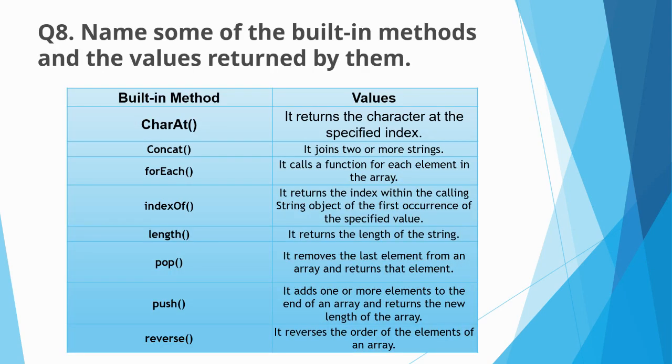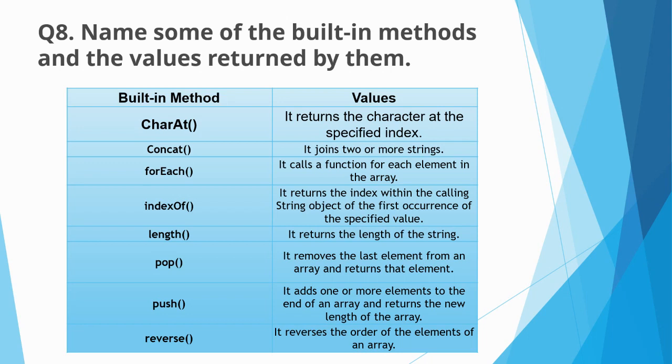Next question is, name some of the built-in functions and the values returned by them. First function is charAt. It returns the character at the specific index. Next is concat. As we know, it merges two strings. And next is forEach. It calls a function for each element in the array. Next is indexOf. It returns the index within the calling string object of the first occurrence of the specified value. Next is length. It basically returns the length of the string.